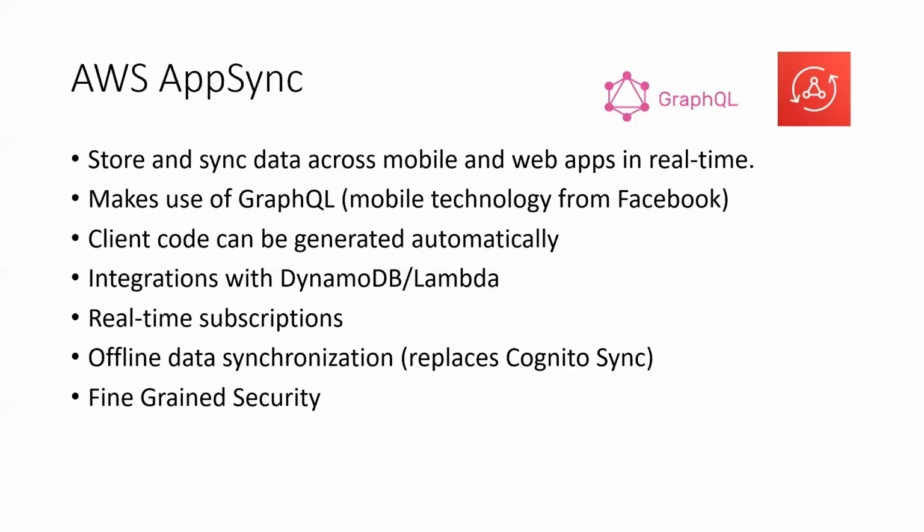Now in the exam there are two important points to understand. If it says that I have to sync the data across a mobile or web application in real time, in that case you will go ahead with Cognito Sync. But if it talks about GraphQL in the question, then you will go ahead with AppSync only, because Cognito Sync does not use GraphQL. So this is one of the important differences between Cognito Sync and AppSync. In the exam, if GraphQL is the word, blindly go and choose AppSync as the answer.